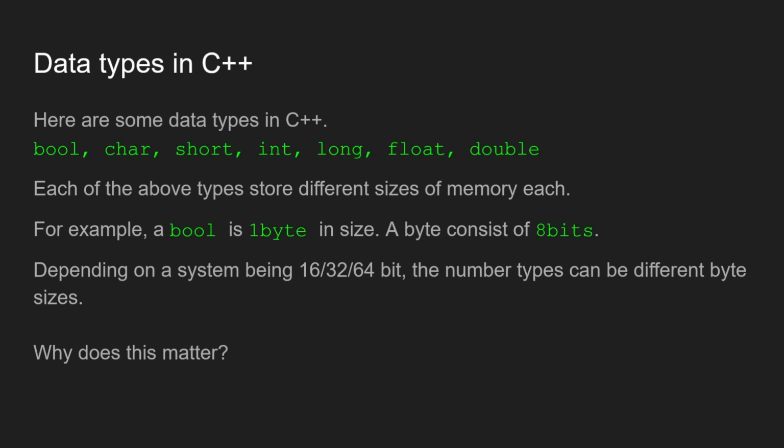Each of the above types stores different amounts of memory. For example, a bool is 1 byte in size and a byte is only 8 bits, and each bit only holds true and false, so 1 and 0. Or not, they don't hold true and false, but they do hold 1 and 0. It's binary information. Depending on your system, your system could be a 32 or 64-bit. I don't know if I've ever seen a 16-bit computer, because I'm young, maybe a calculator. Depending on the system, it will change how some of these values react.